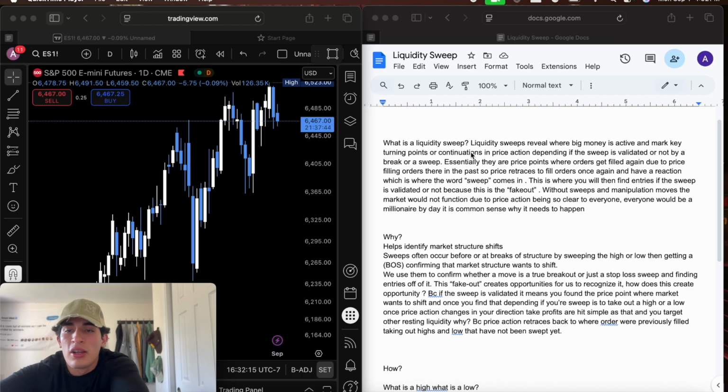my explanation of it. So what is a liquidity sweep? Liquidity sweeps happen or reveal when big money is active in marquee turning points or continuations in price action. That's what it is. Depending on whether the sweep is validated or not by a break or a sweep, this is where we start hopping into a break of structure, which validates the liquidity sweep. My next video is going to be on what a break of structure is. But for now, just focus on what a sweep is. I won't go into much detail on how it's validated. I'll just show what it looks like, how it happens, etc.